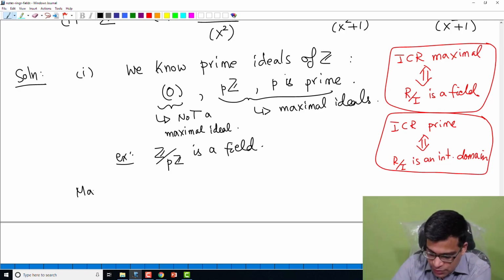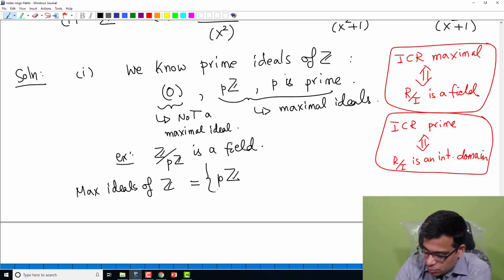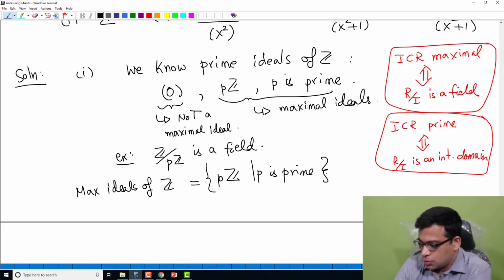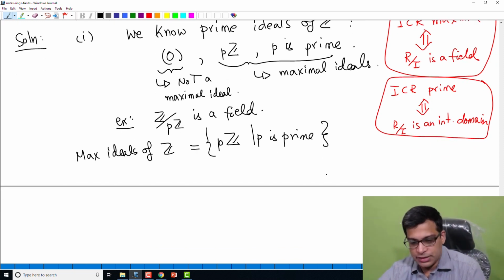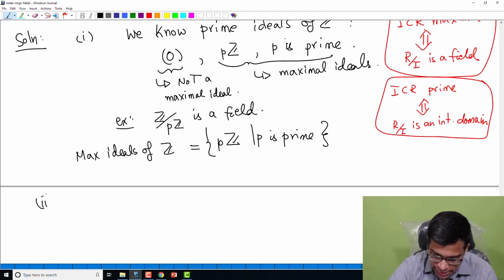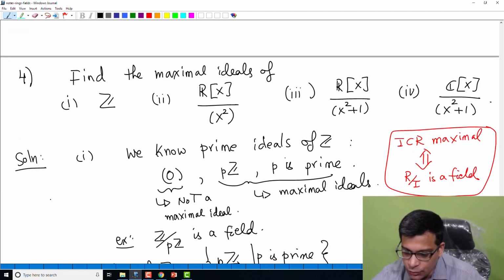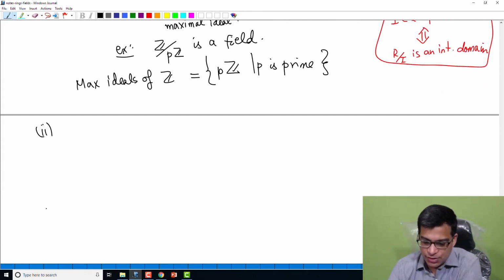So what are the prime ideals, maximal ideals of Z? The maximal ideals of Z are pZ where p is prime. So any ideal generated by a prime number is a maximal ideal. So now let's look at the second one. So look at R[x] mod x squared.